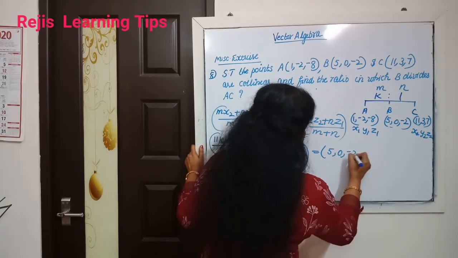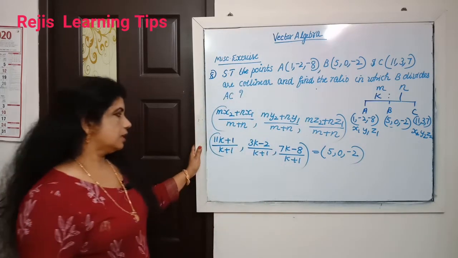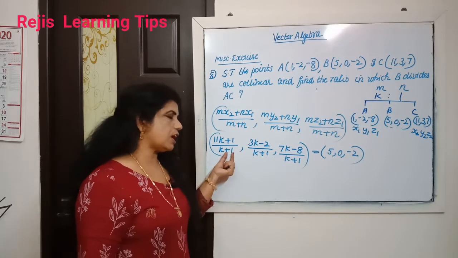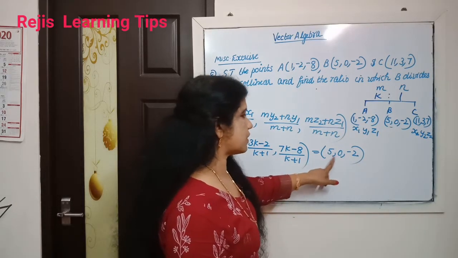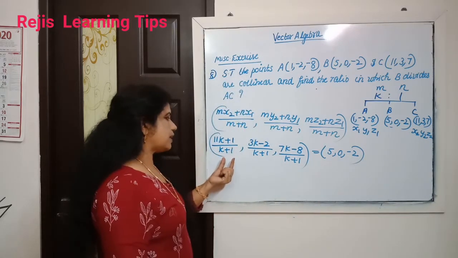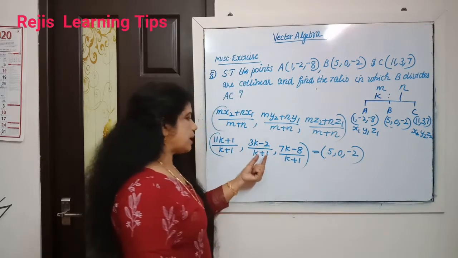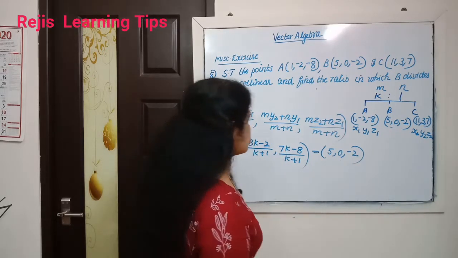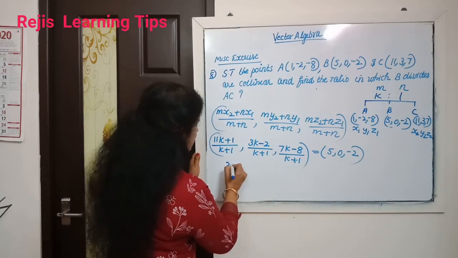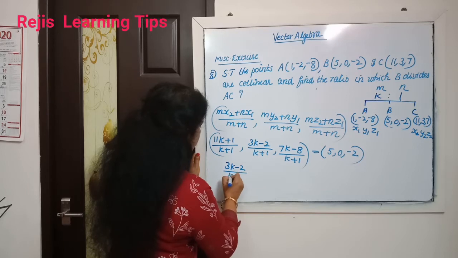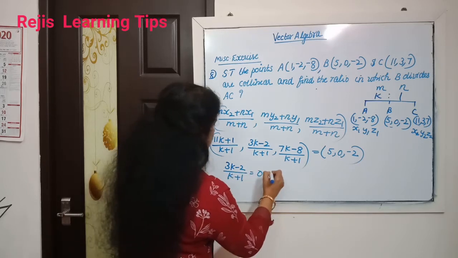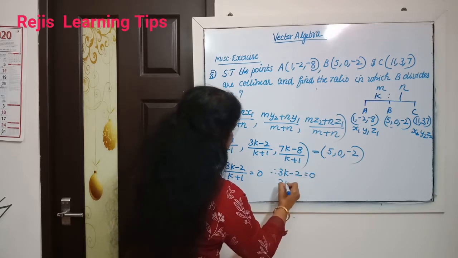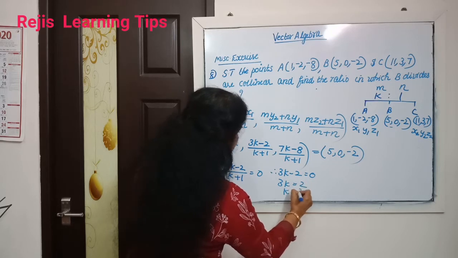That is equal to 5i minus 2k. Okay, so we can equate the coefficients: the coefficient of j means that is 0. So (11k plus 1) divided by (k plus 1) is equal to 5, (3k minus 2) divided by (k plus 1) is equal to 0, (7k minus 8) divided by (k plus 1) is equal to minus 2. So we can equate the middle one, (3k minus 2) divided by (k plus 1) is equal to 0. Therefore 3k minus 2 is equal to 0, so 3k is equal to 2. Therefore k is equal to 2 by 3.